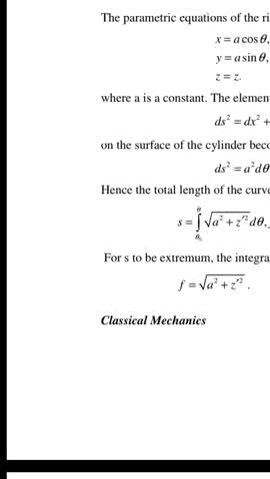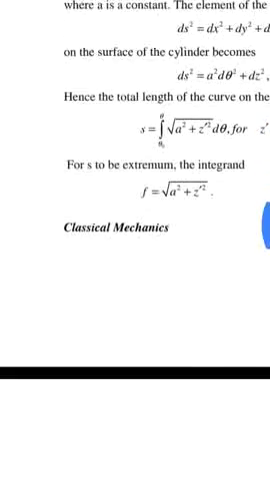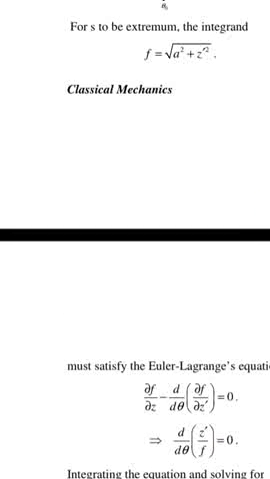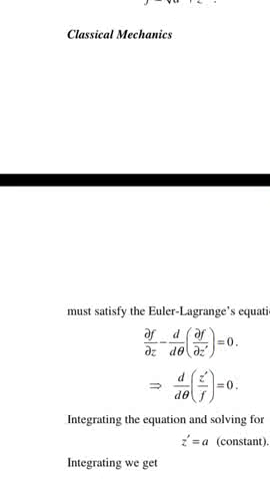For s to be an extremum, the integrand f is equal to square root of a square plus z dash square must satisfy Euler-Lagrange differential equation. Therefore, del f by del z minus d by d theta of del f by del z dash is equal to 0. But here the term z is absent. Therefore, del f by del z is equal to 0, the derivative of this functional with respect to z is equal to 0.